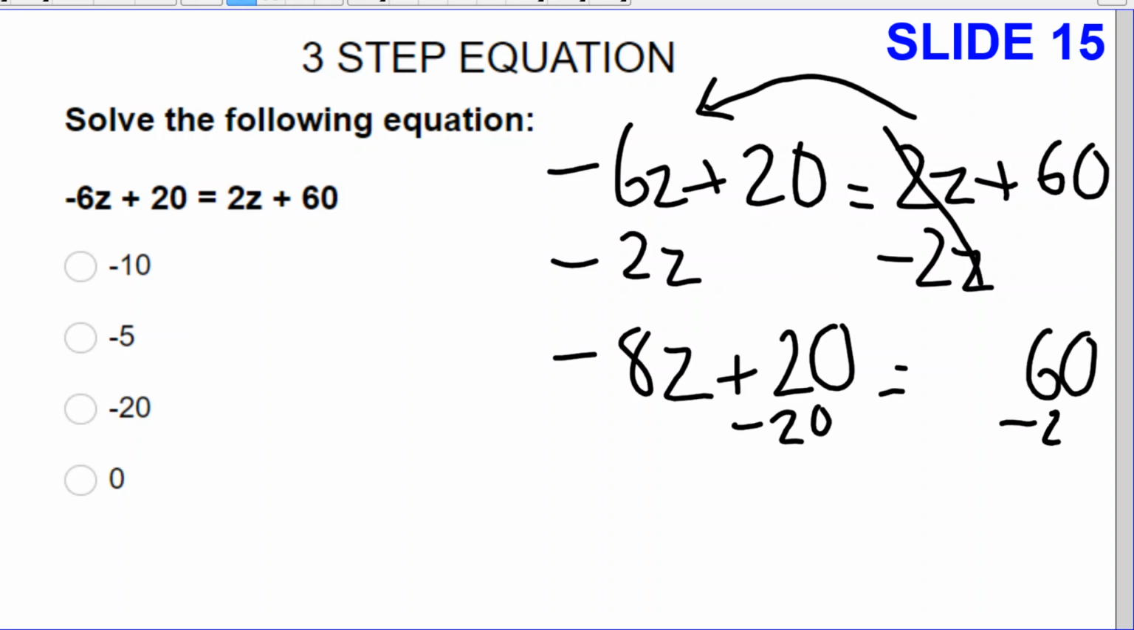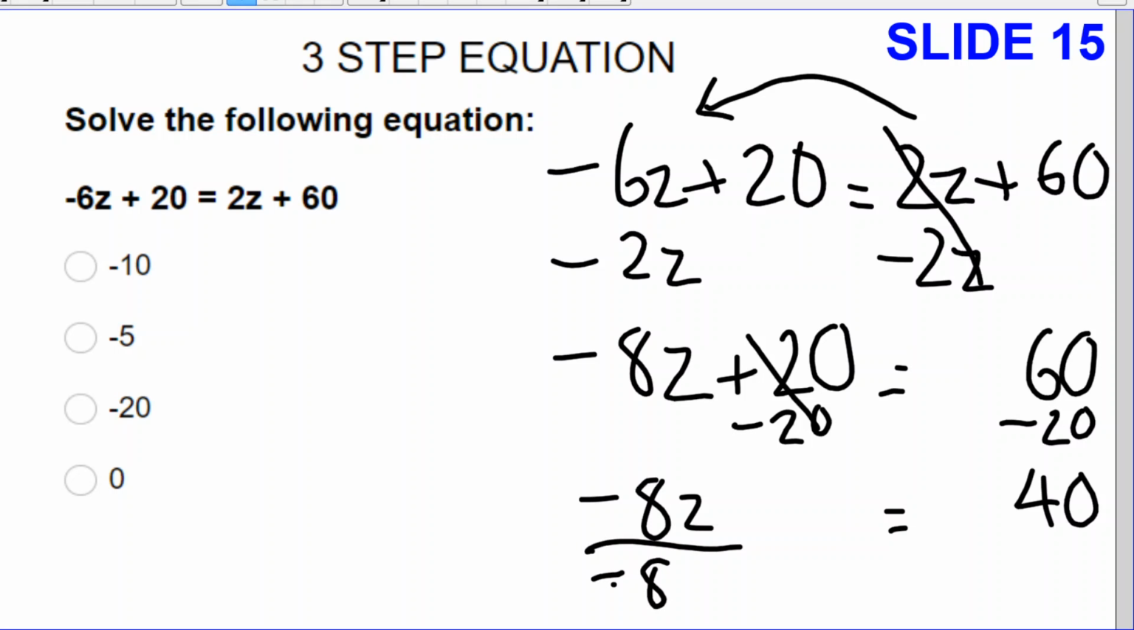Once I've got my variables on one side, I want to bring my numbers to the other side by doing opposites. So take away 20 from both sides, gives you 40. And then don't add 8 on here, which I've still seen people do occasionally. Remember, as they're next to each other, that means you're multiplying by negative 8. So the last step is to divide by negative 8, and 40 divided by negative 8 is negative 5.